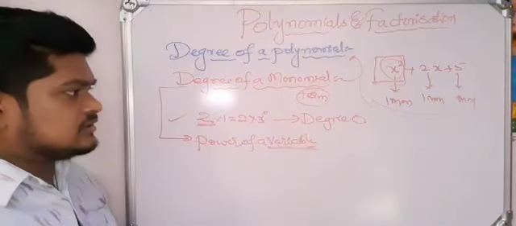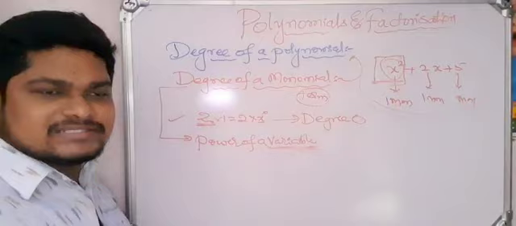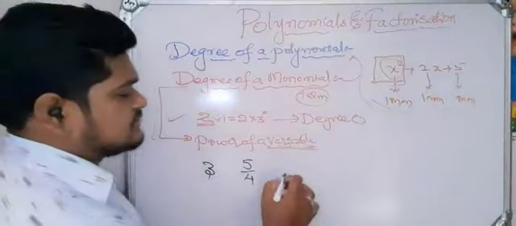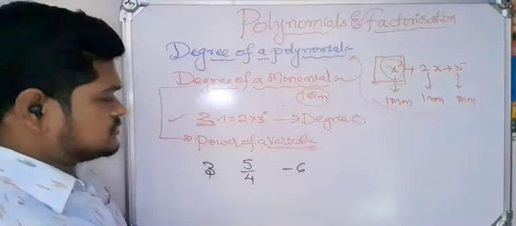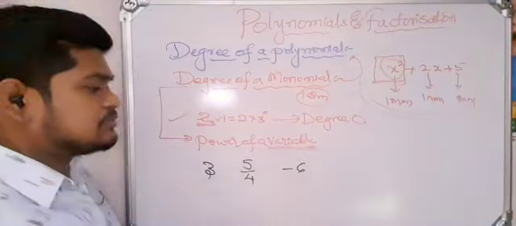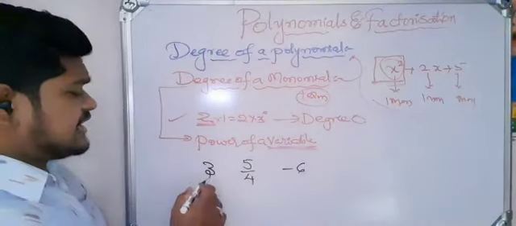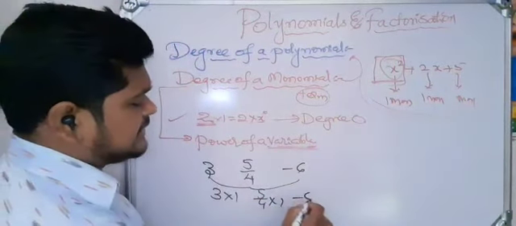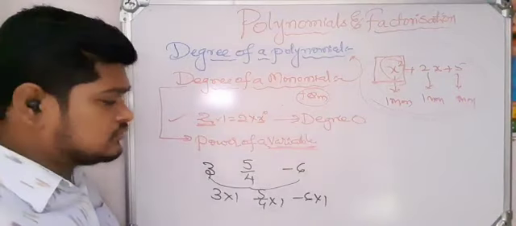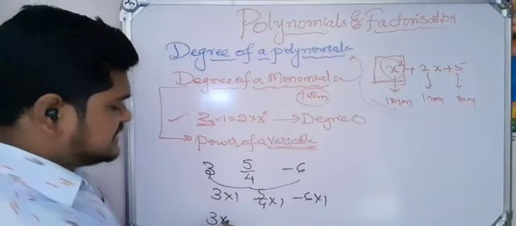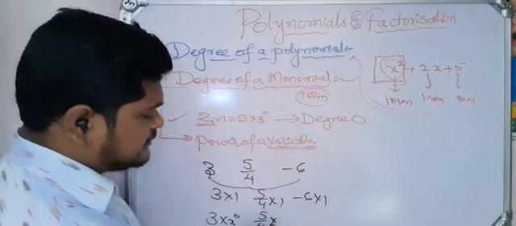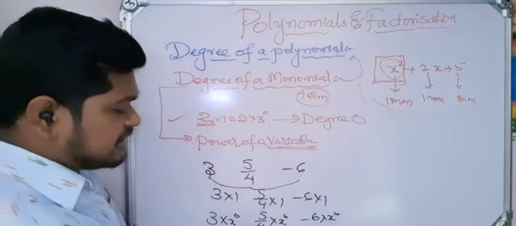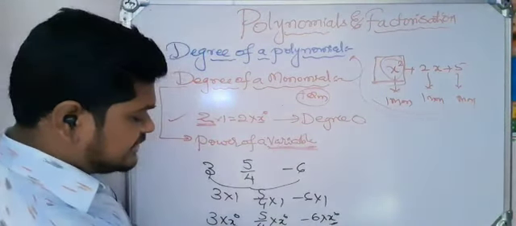Finally, we can take any constant, not only this 2. I will take some constants: 3, for suppose 5 by 4, next minus 6. Any number like this, a fraction, a negative number, a positive number. Every number we write as 3 into 1, 5 by 4 into 1, or minus 6 into 1. There is no change in the value. Overall, all the numbers we write as 3 into x power 0, 5 by 4 into x power 0, and minus 6 into x power 0. Everywhere we have to consider the power of the variable, and the variable here should be x.